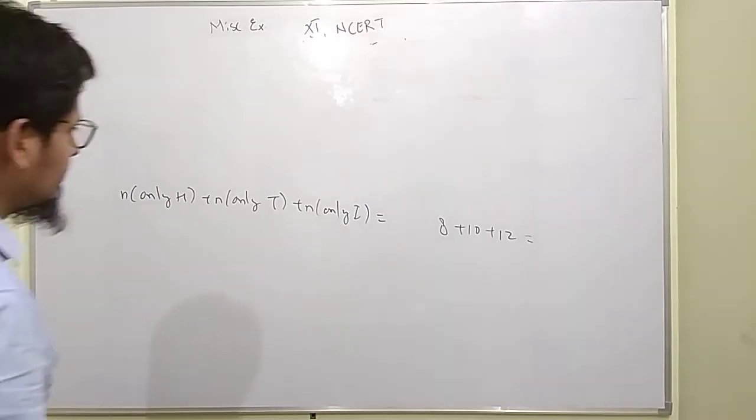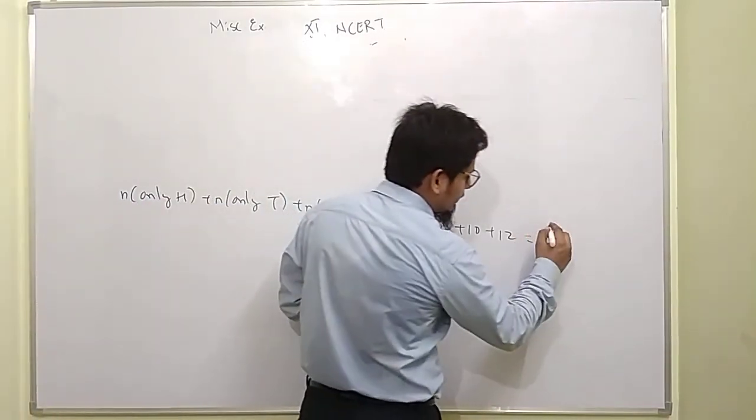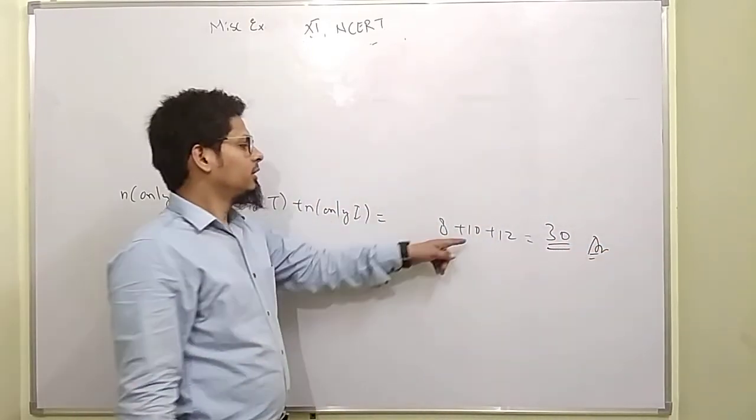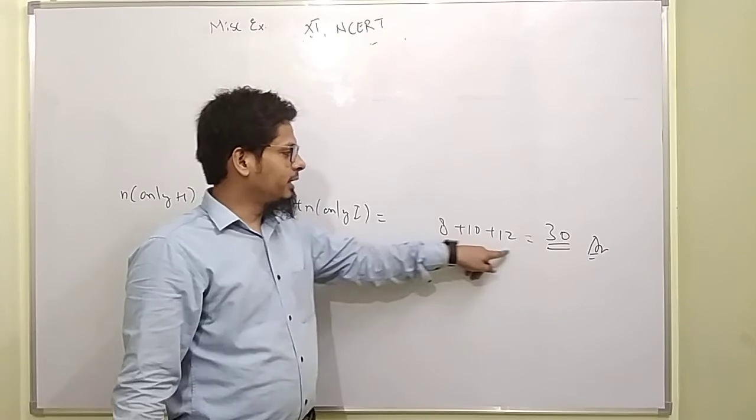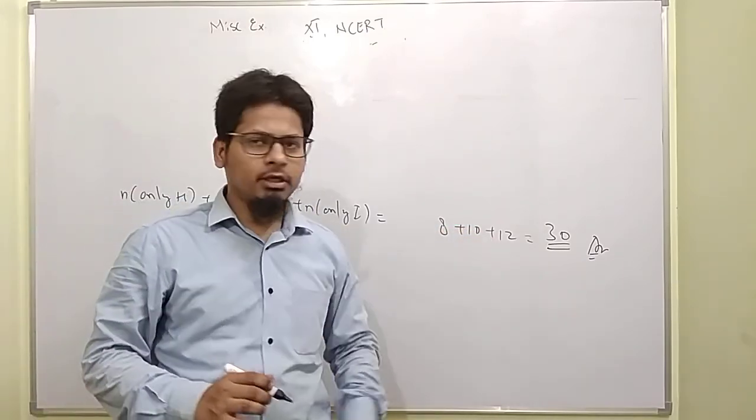Now class, one thing more, there is some calculation error. Class, the value will be 30, not 28, right? The final answer is 30, okay? 20 plus 10 is 30. 28 is incorrect. 30 is the right answer.